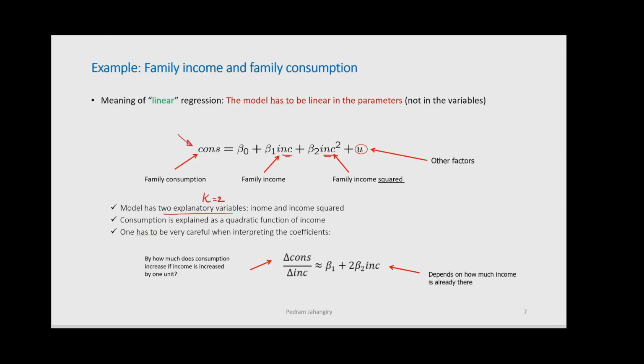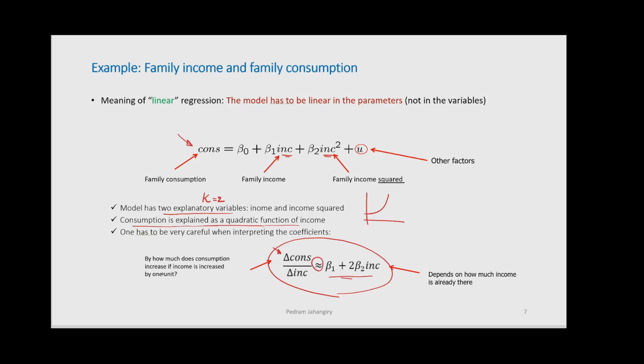So that's a multiple regression model. It's not a simple regression model. 2, consumption is explained as a quadratic function of income. Okay, again, we believe that this is the idea. 3, one has to be very careful when it comes to interpretation, and we talked about this interpretation. Where is this approximation coming from? Because we know that this is the derivative. These are changes, and changes and derivatives are very close to each other if the delta is small enough, right?